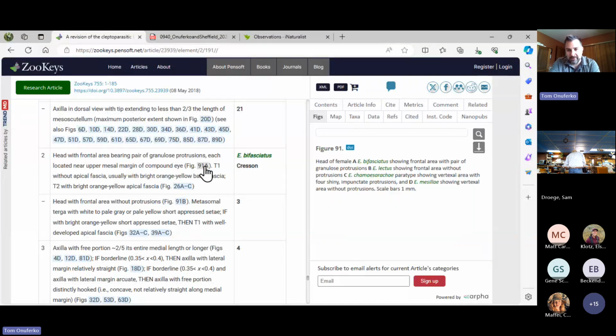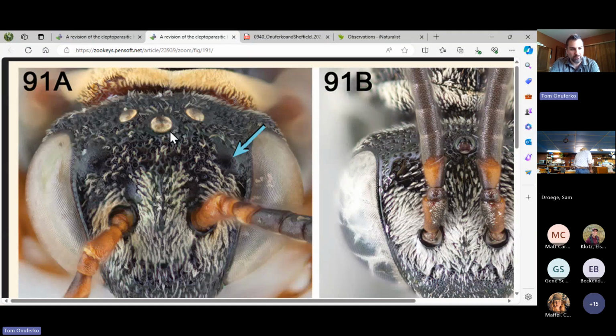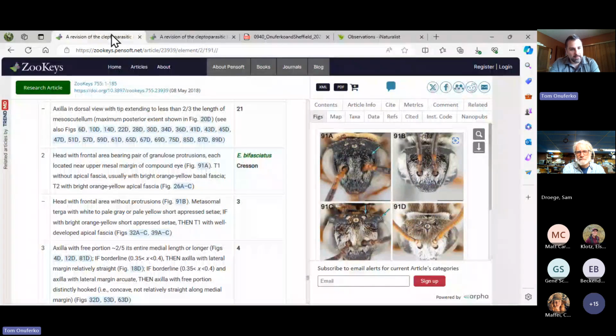Epeolus bifasciatus is unique among North American species because it's got these frontal protrusions. It's only members of this predominantly neotropical species group that have these protrusions on the frontal area. That group is referred to as the Trophocleptria group. It's not present in Epeolus scutellaris. Also, as the name indicates, bifasciatus has only 2 bands on the metasoma.